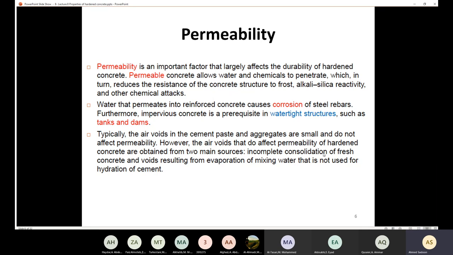First, incomplete consolidation, which means bad curing. Again, we say that the curing process is very important, not only for the strength. If you have incomplete consolidation of fresh concrete, that is going to produce voids, and this is going to increase the permeability. And also we have voids resulting from evaporation of mixing water that is not used for hydration of the cement. So if you put in more water than the hydration requirement, that water is going to evaporate and leave voids. Those voids are going to increase the permeability of the concrete.